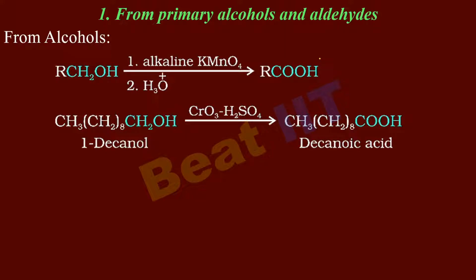The alcohols are oxidized to either aldehyde or to carboxylic acid. So primary alcohol will be oxidized directly to carboxylic acid if we use alkaline KMnO4 followed by acidic hydrolysis, or we can use chromium trioxide in an acidic environment. In that case also you will get carboxylic acid directly from primary alcohols.